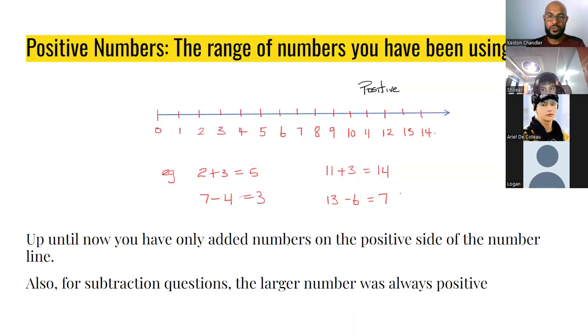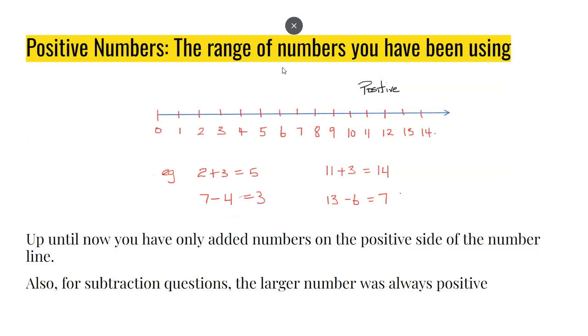All right, so let's talk about the number line. As I mentioned previously, the range of numbers that you've been using up until now was just on one side of the number line, which is the positive side of the number line, right? Also for subtraction questions, the larger number was always positive. So this is why your answers were always positive answers, right?